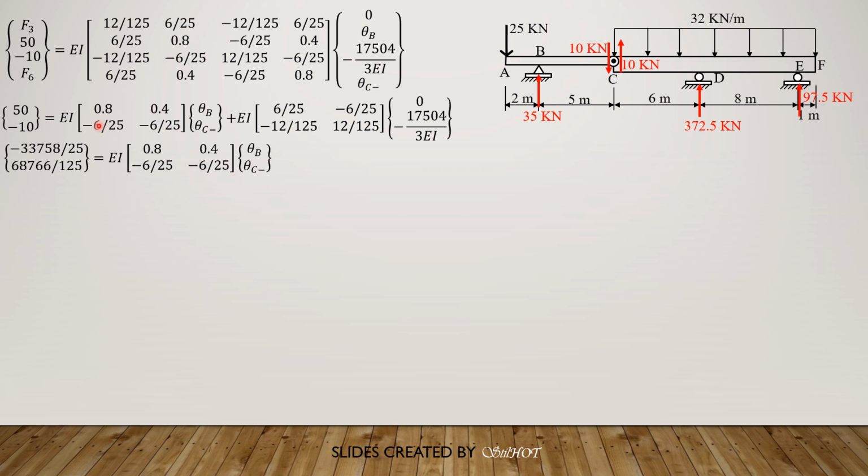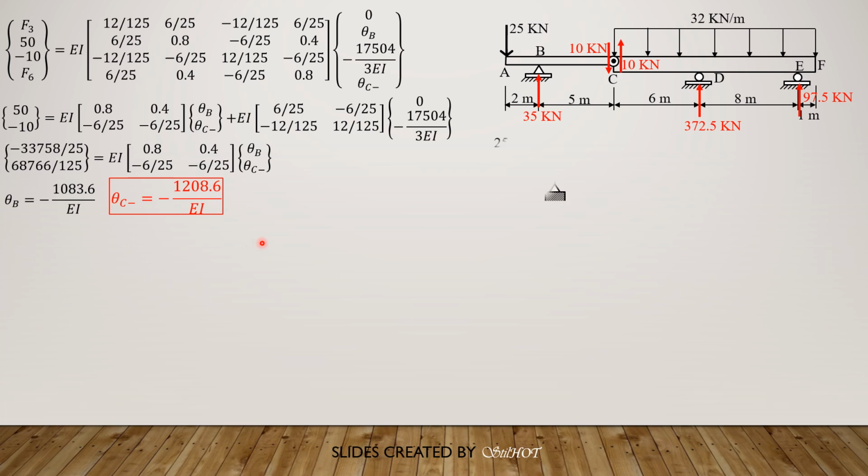Then we have EI, we just copy this, 0.8, 0.4, negative 6 over 25, negative 6 over 25. Then we'll have here delta C, theta B and theta C just to the left. So solving for theta B, it is negative 1083.6 over EI, and theta C just to the left is equal to negative 1208.6 over EI.